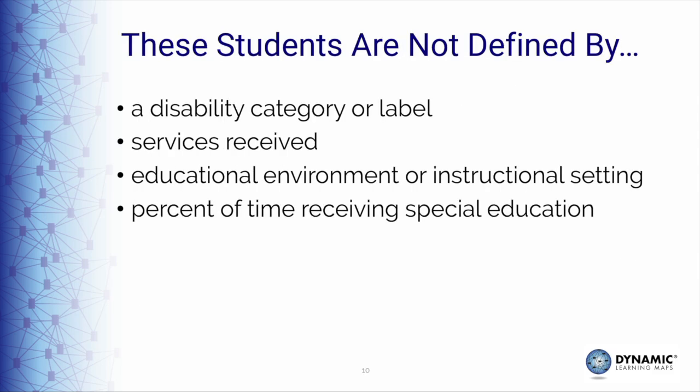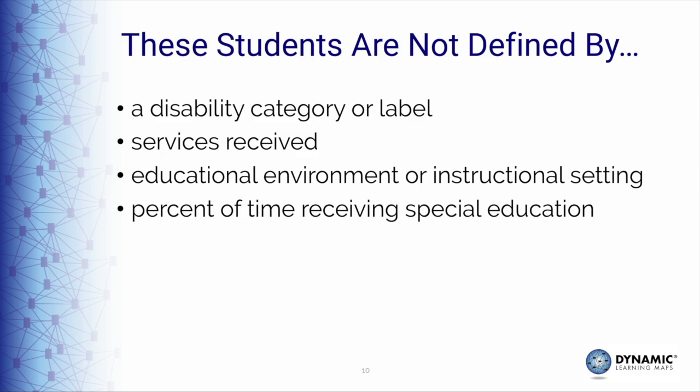Whether or not a student has a significant cognitive disability cannot be determined based on the student's disability category or label, the type of services received, the setting in which the student is educated, or the percent of time receiving special education. These four factors do not define whether a student has a significant cognitive disability and do not define eligibility for the alternate assessment.